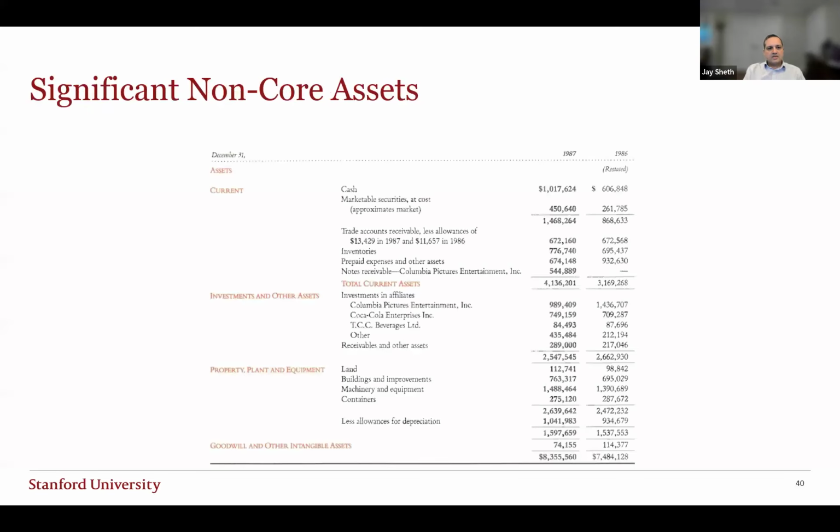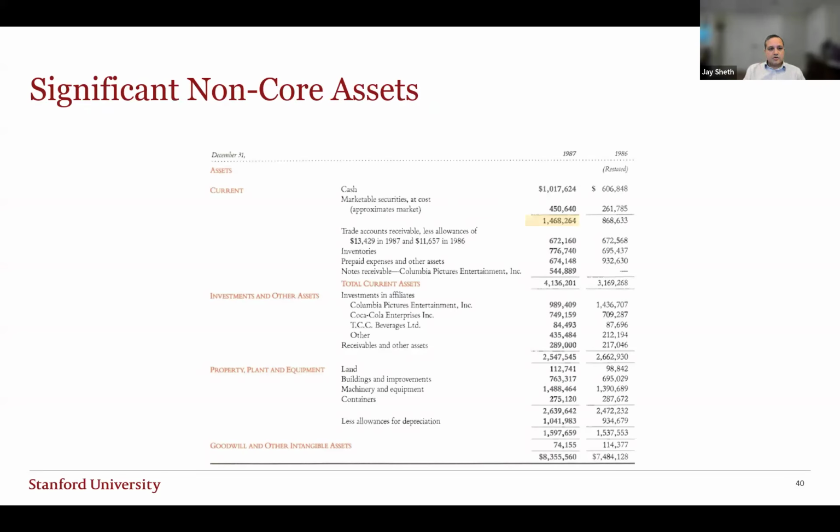Now, as we said, they had significant non-core assets. If you look at the balance sheet, they had about $1.4 billion, almost $1.5 billion of cash and marketable securities, up pretty significantly from 1986, where they had about $868 million.